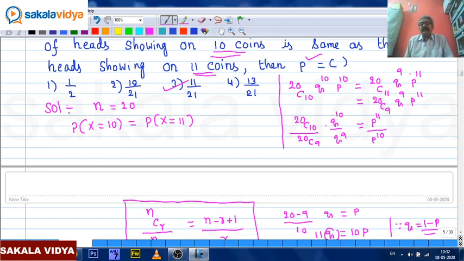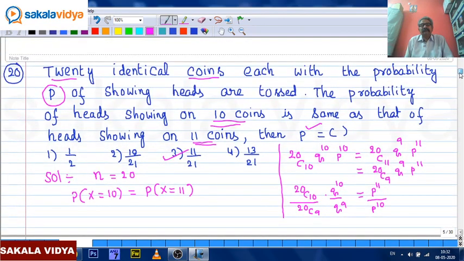This is a very interesting question. Once again I will give you 2 minutes. Please go through the question and steps. 20 C9, 20 C11 equals 20 C(20 minus 11), which is 20 C9 only. Yes, Lakshmaya, Madhurima is absolutely correct.